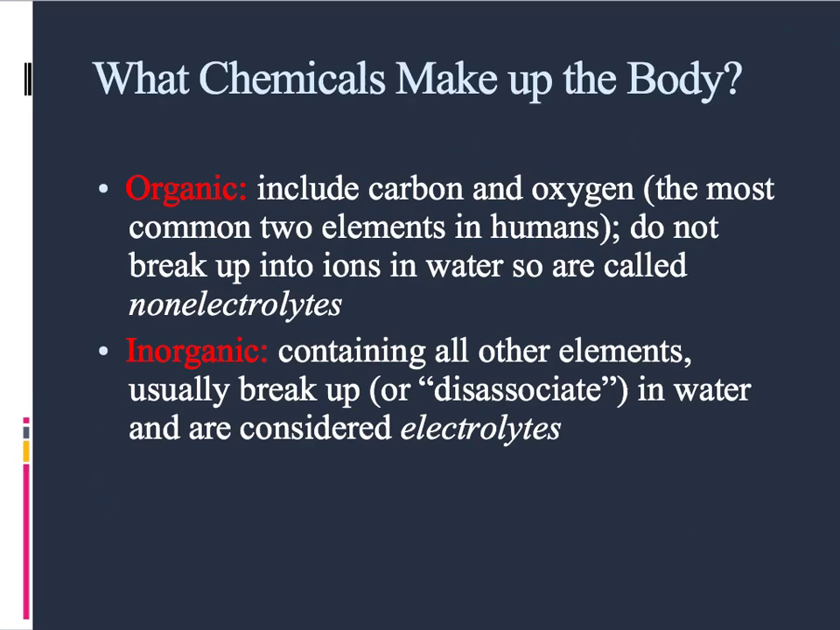In the body, we classify the different chemicals in two basic ways. There is organic, which means it has carbon. Organic has to have carbon, and it almost always has oxygen as well. These are the most common two elements in the human body. They make up a huge percentage of all of your cells, all of your tissues. When we add organic compounds to water, they stay neutral. They don't cause the water to become acidic or basic.